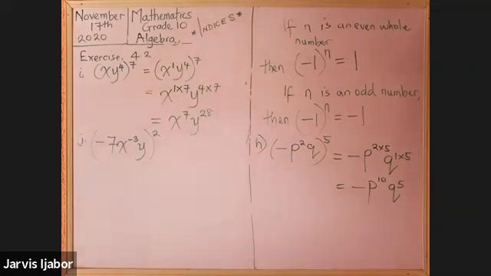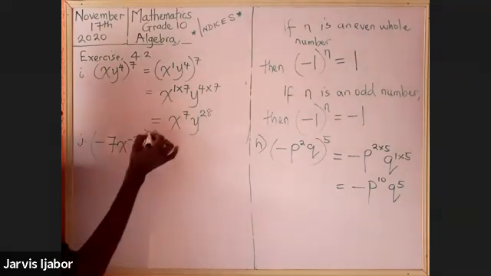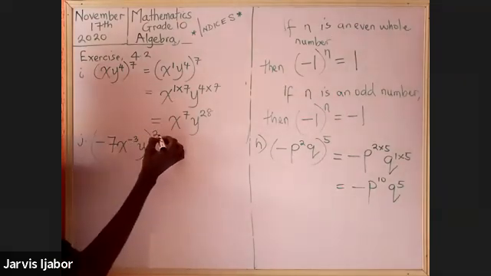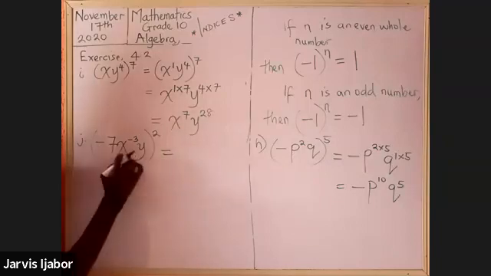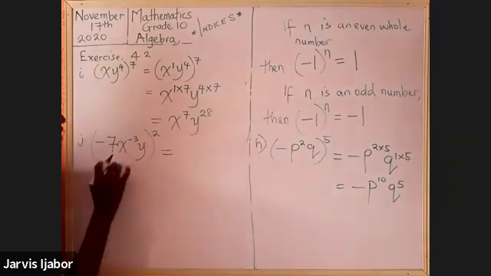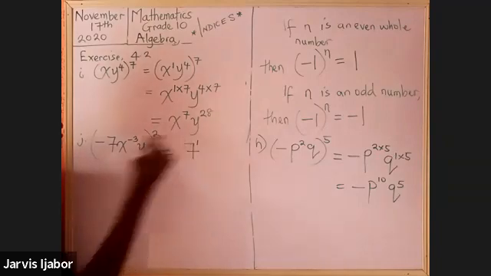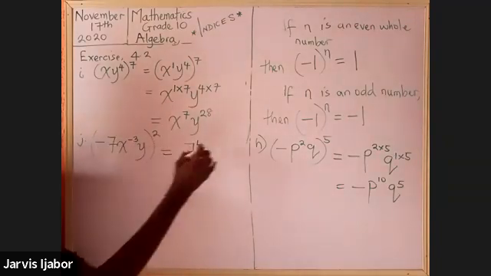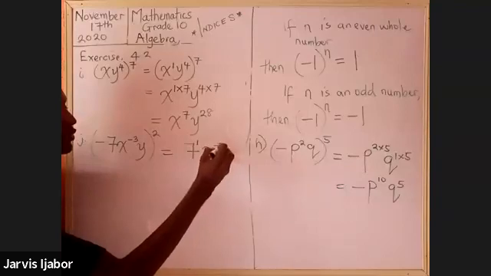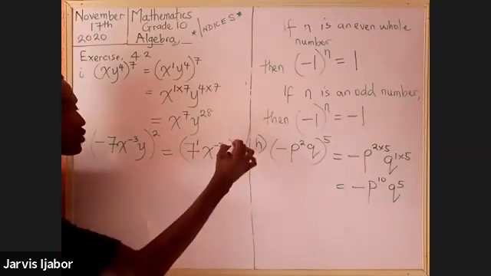So how do you handle this? The first thing you will notice is that there's a negative here. What kind of index do you have here? It's even. So automatically, this term will be positive. So this one will automatically become 7 to the power of 1, x to the power of -3, and y to the power of 1. I'm applying this principle, everything raised to the power of 2.